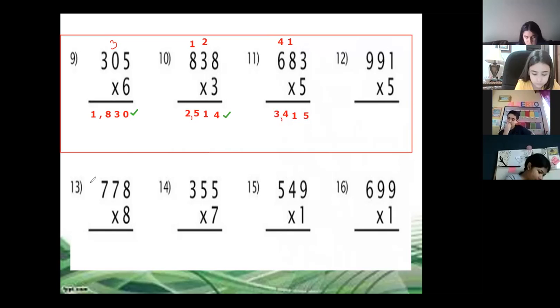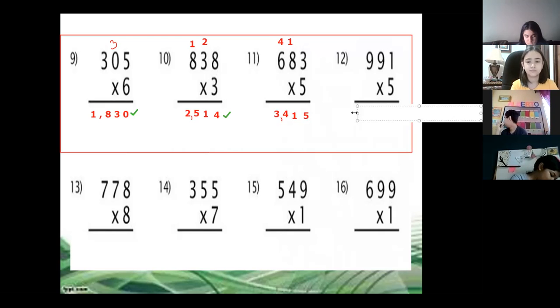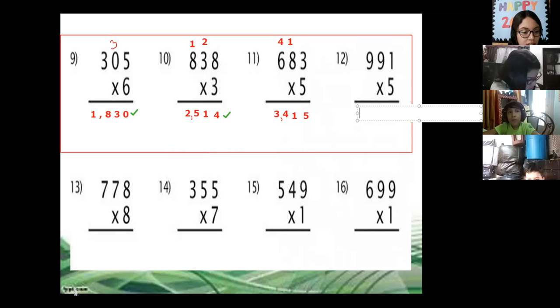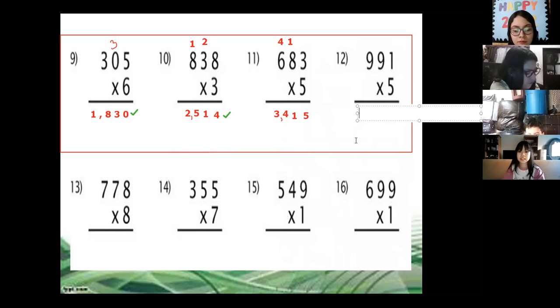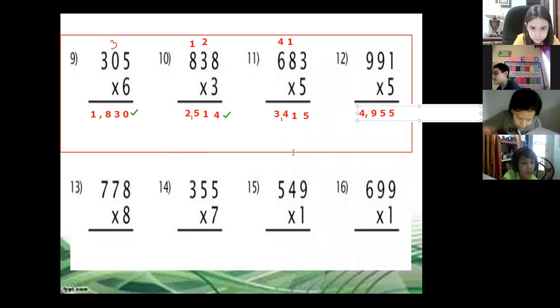Now, did you finish the copy? Did you solve the last one? Who finished number 12? 991 times 5. I finished. What is the answer? Give me the complete answer of that one. Who has it? 4,955. That is the same answer that you have? Yes? Okay, that's right. Yes, that is the answer.